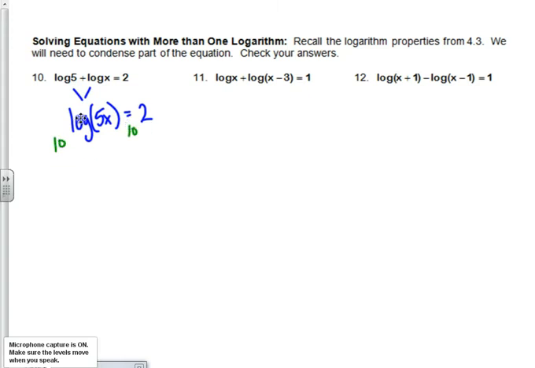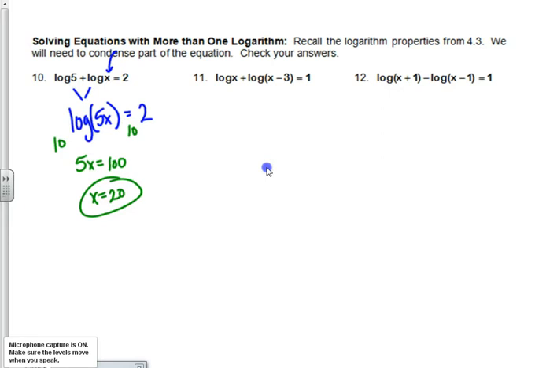So 10 to the common log will cancel, leaving me with 5x, and then 10 squared is 100. So divide by 5 on both sides, and you get 20. Now you do need to think about extraneous solutions in this case. And I know for a logarithm, I cannot take a logarithm of anything 0 or smaller.